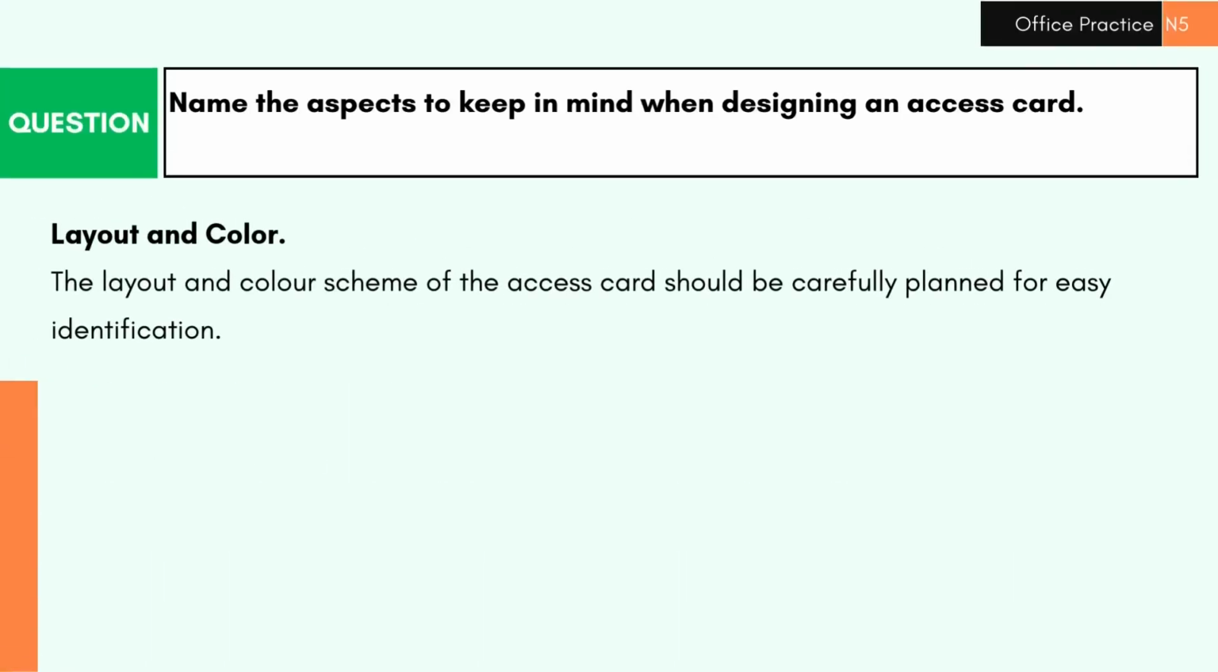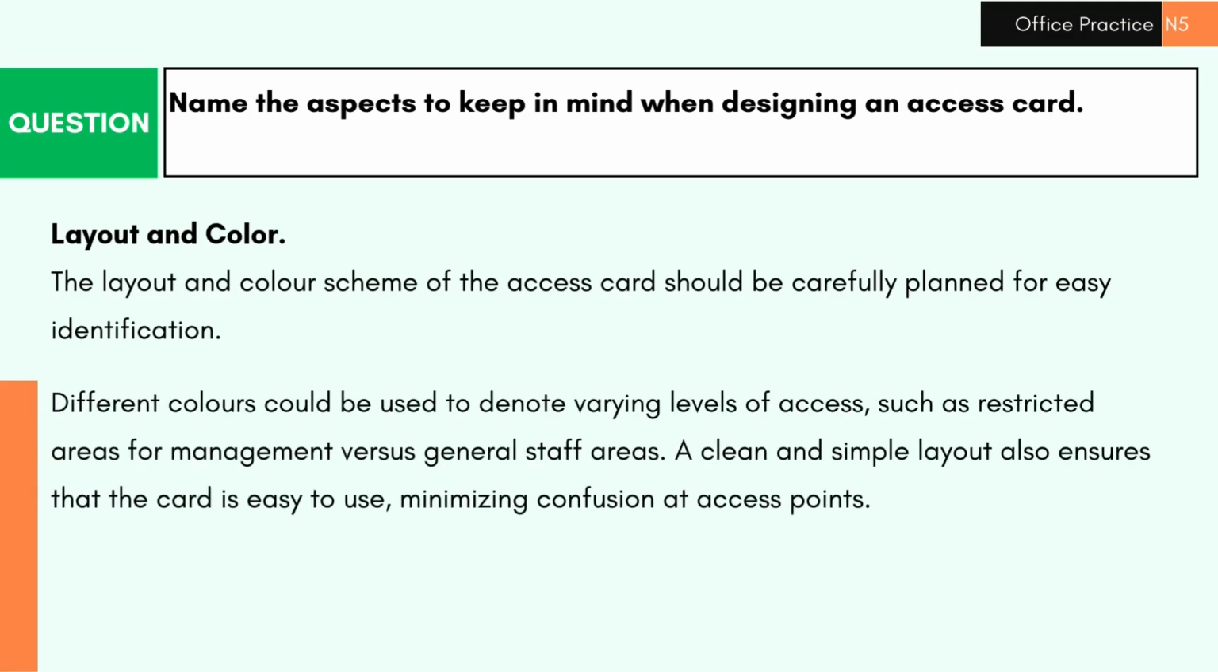2. Layout and color. The layout and color scheme of the access card should be carefully planned for easy identification. Different colors could be used to denote varying levels of access, such as restricted areas for management versus general staff areas. A clean and simple layout also ensures that the card is easy to use, minimizing confusion at access points.